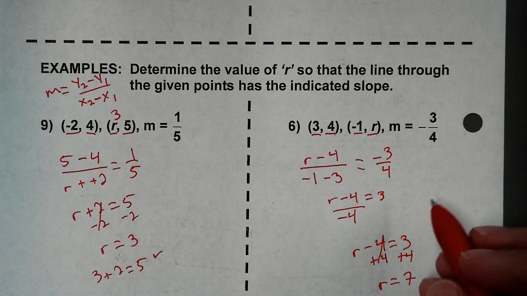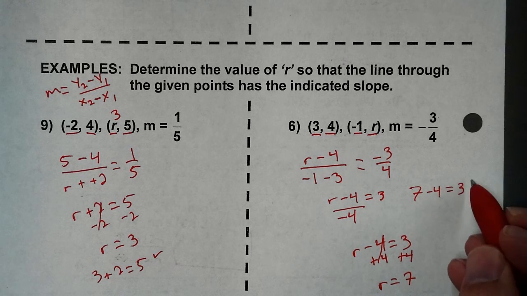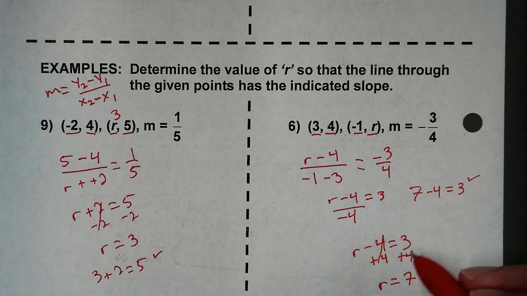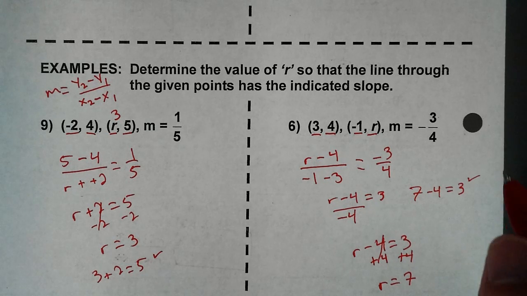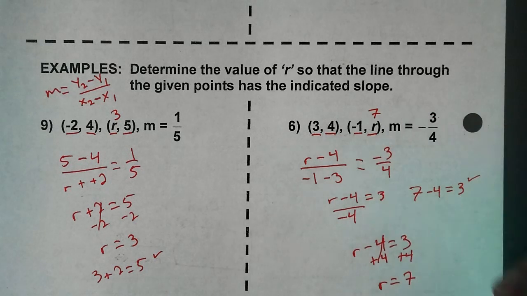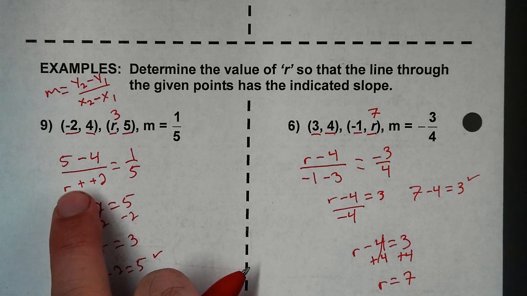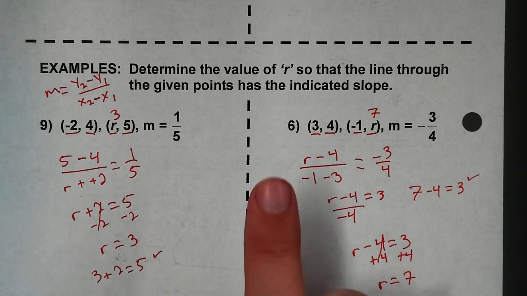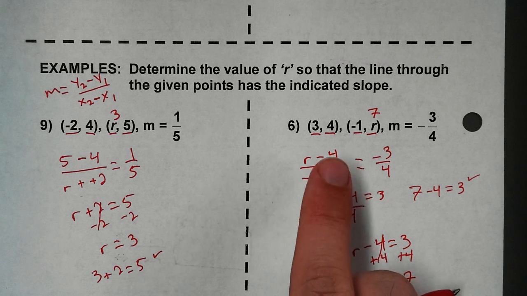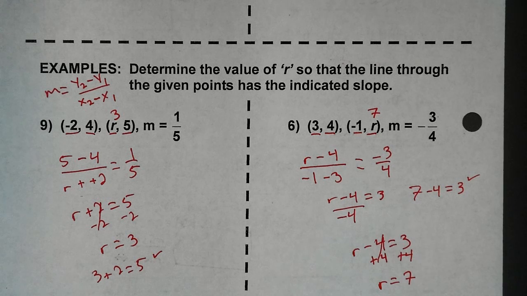And now we test it by plugging it in. Is 7 minus 4 equal to 3? Yes. So this r must be 7. If you're not sure, what you can do is go back and plug it into the original y2 minus y1 over x2 minus x1, and see if it makes sense. 7 minus 4 is 3, negative 1 minus 3 is negative 4, so we get negative 3/4. So it does work out.